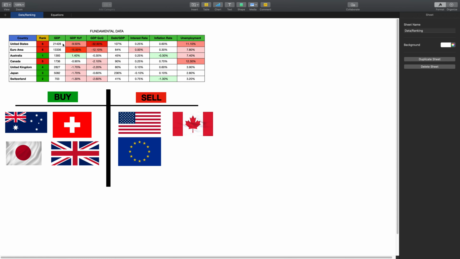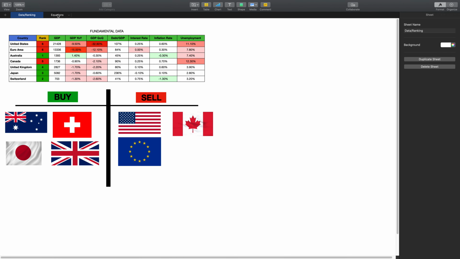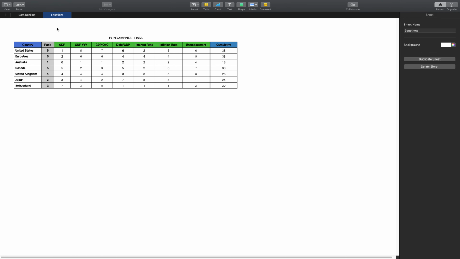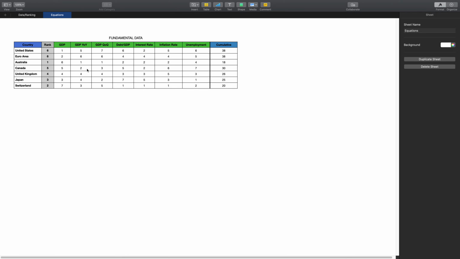Interest rate, inflation, and GDP are some of the biggest things when it comes to fundamental data. So essentially, every week I'm going to be coming here on every Sunday or Saturday, changing all of this data as I see fit, and then ranking them. And how I rank them, I have this other sheet, and this is the equation sheet. It's very similar to this other one.